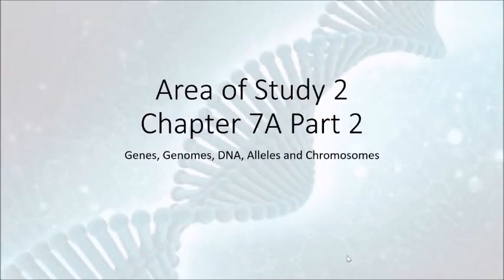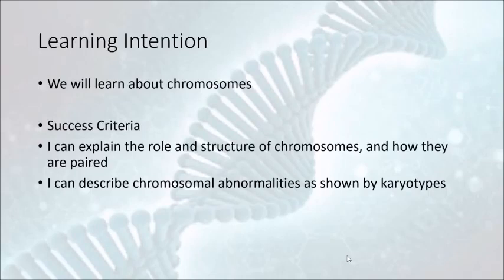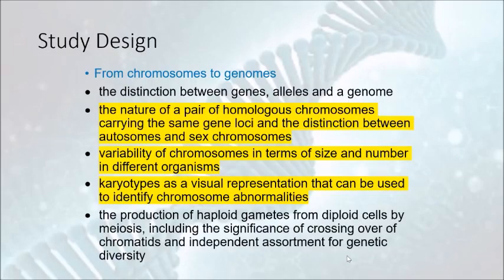So we're going to shift our focus now to chromosomes. We're going to learn about chromosomes in this video, which will be shorter than the first one. You'll know the role and structure of chromosomes and how they're paired, and you should be able to describe chromosomal abnormalities shown by karyotypes. So in our study design, these are the key areas that we're looking at: the nature of a pair of homologous chromosomes, the variability of chromosomes in terms of size and number, and karyotypes and what they can tell us is really what we're going to look at.